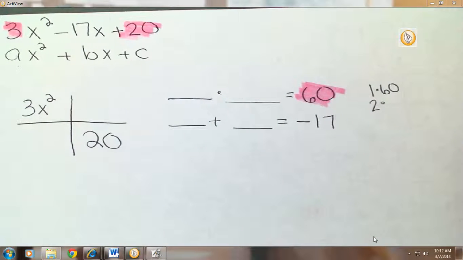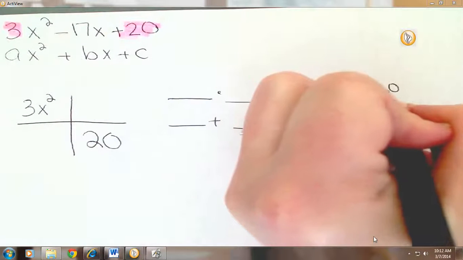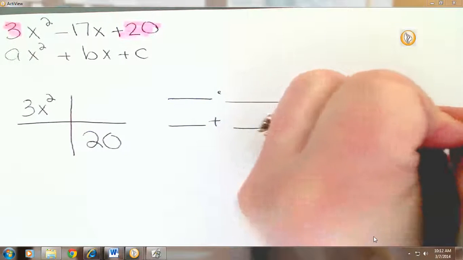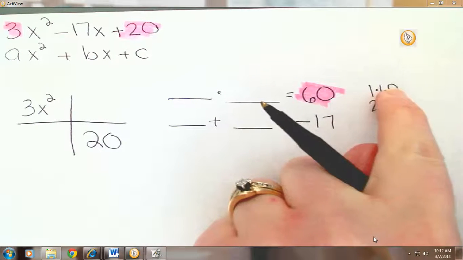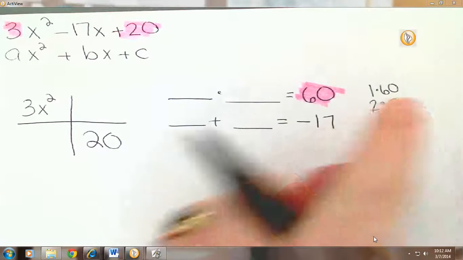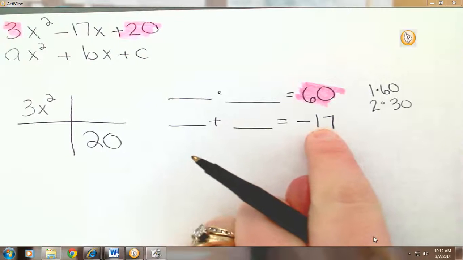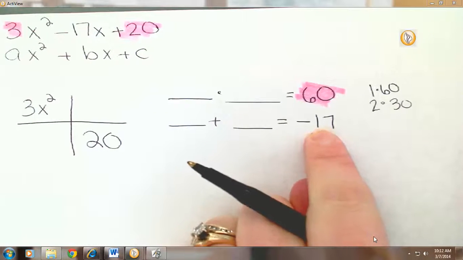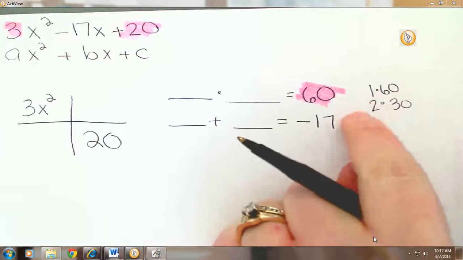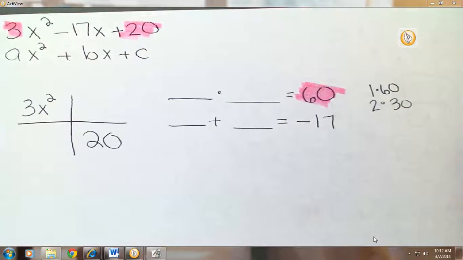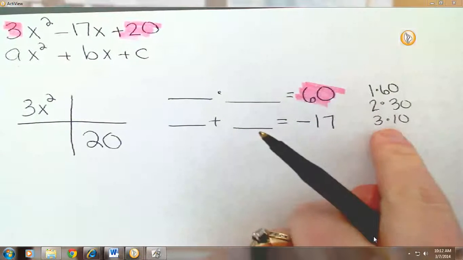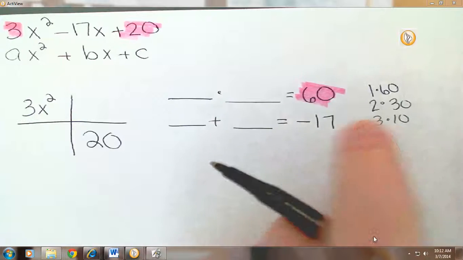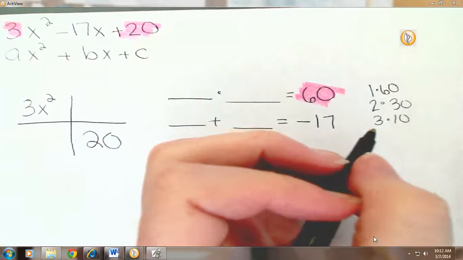2 and 30. Now thinking they're going to have to multiply to a positive 60. So they're both going to have to be positive or both going to have to be negative. And then when I add those numbers, I want to be able to get 17, or negative 17 if they're both negative. Can I add these two or these two and get 17 out of them? No. Let's do 3 and 10. Can I get 17 or negative 17 out of 3 and 10? No. Does 4 go in?